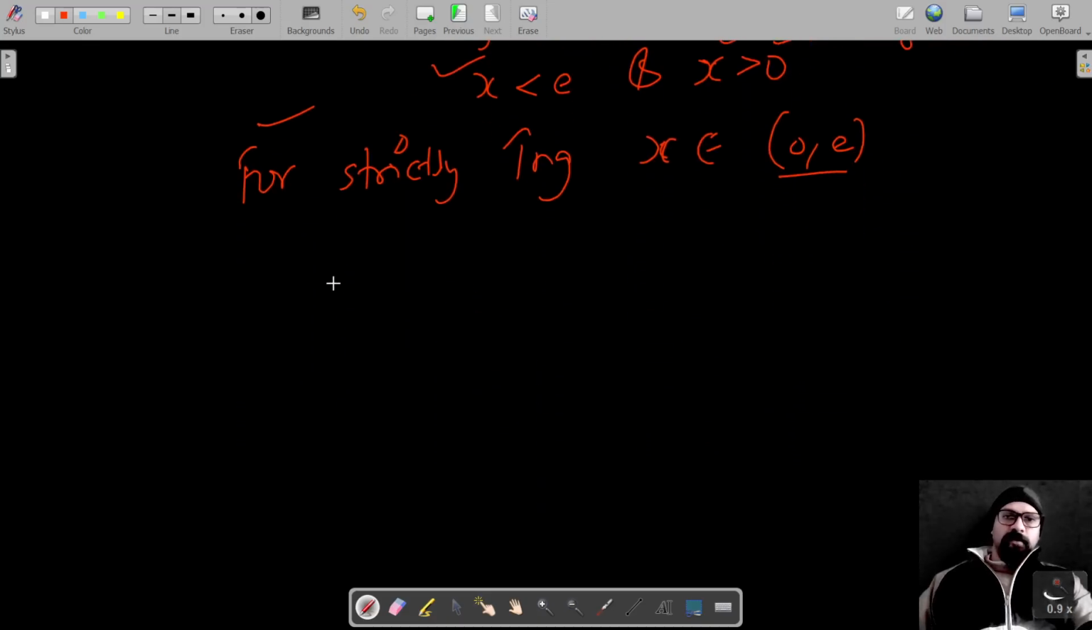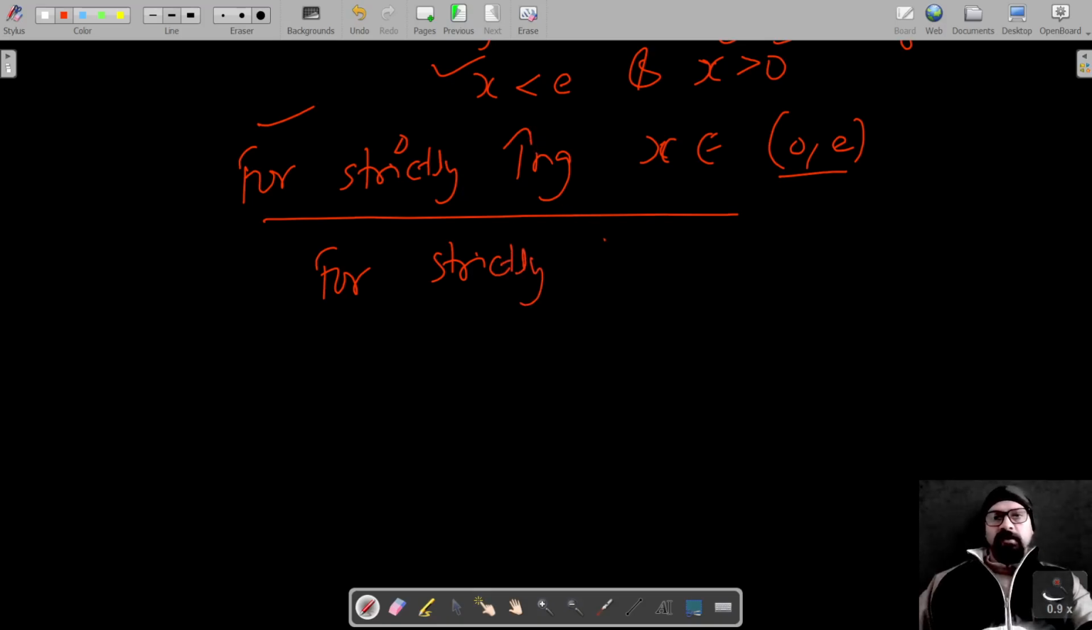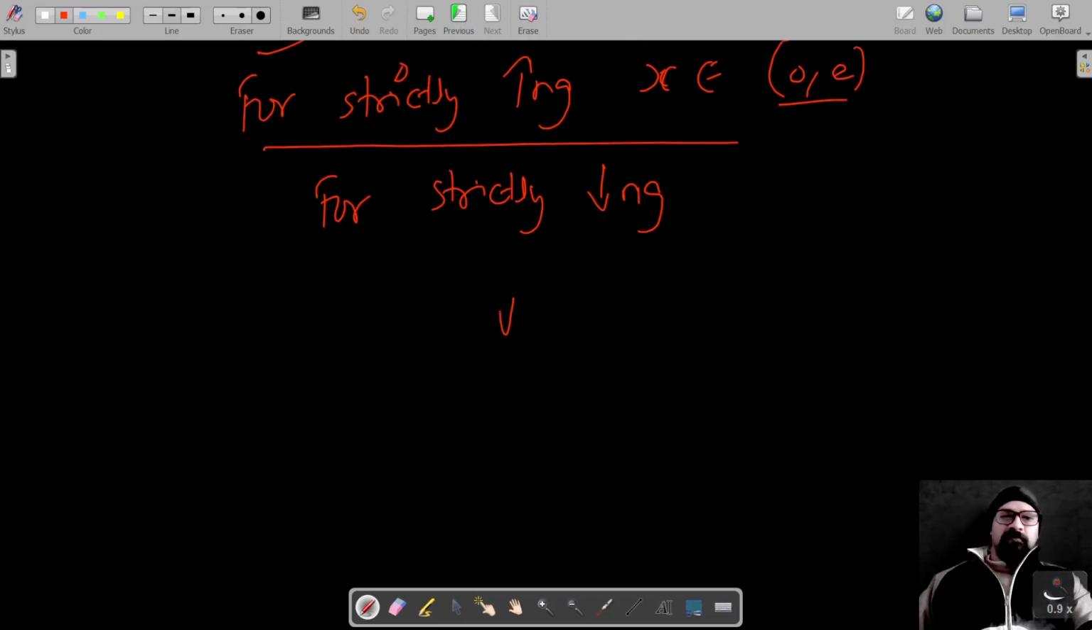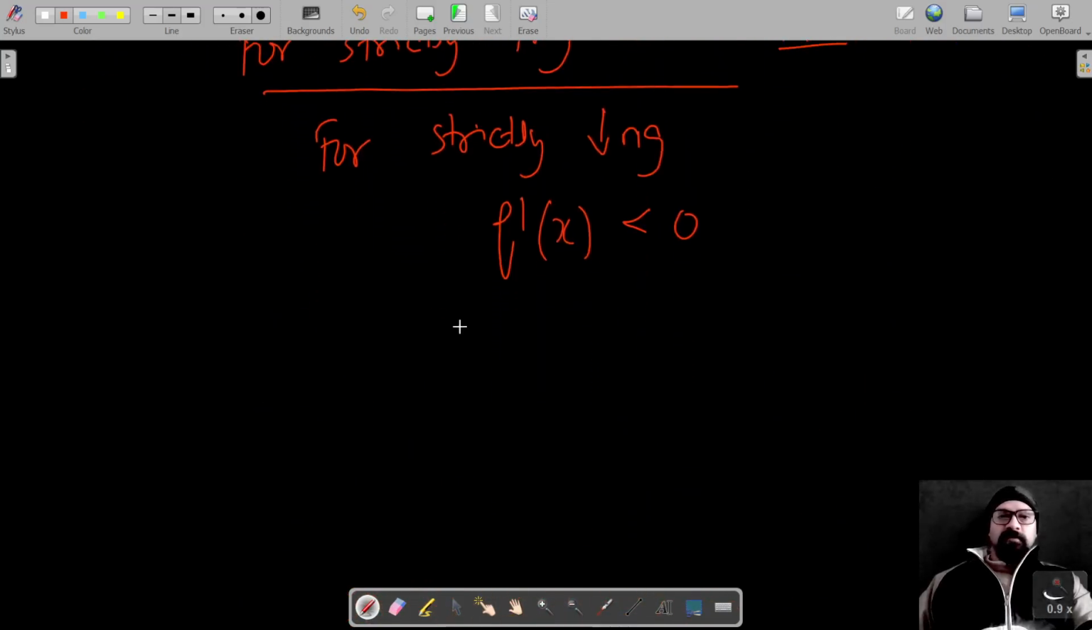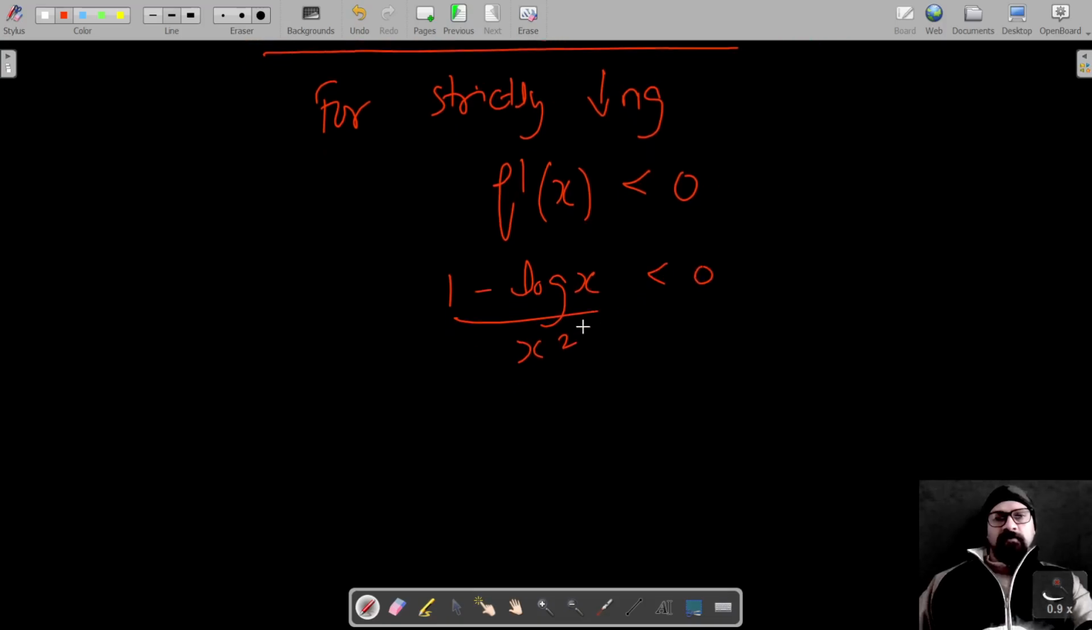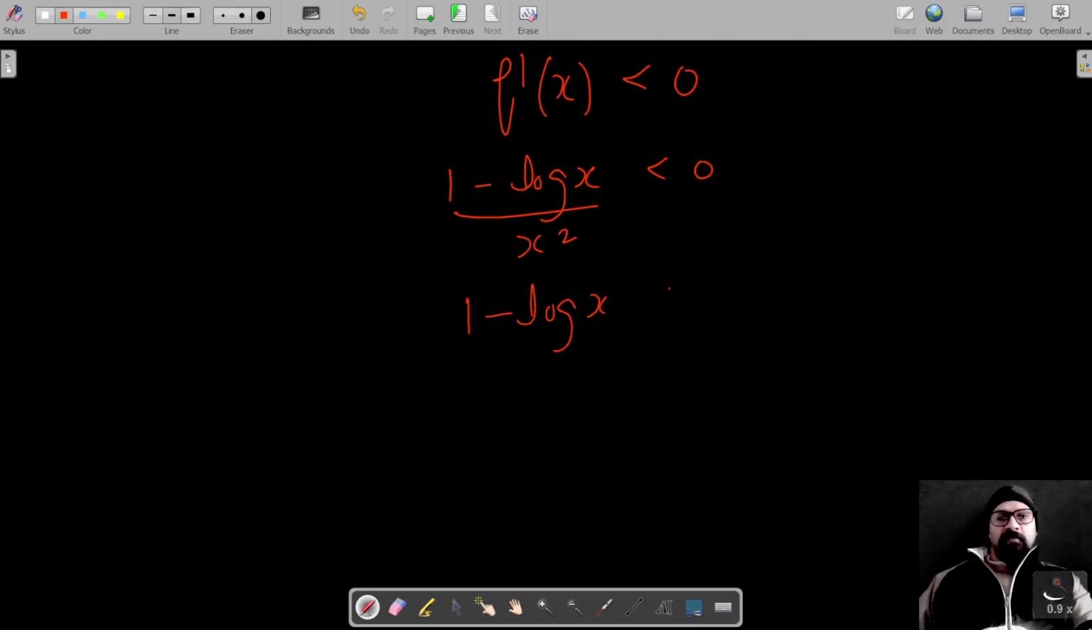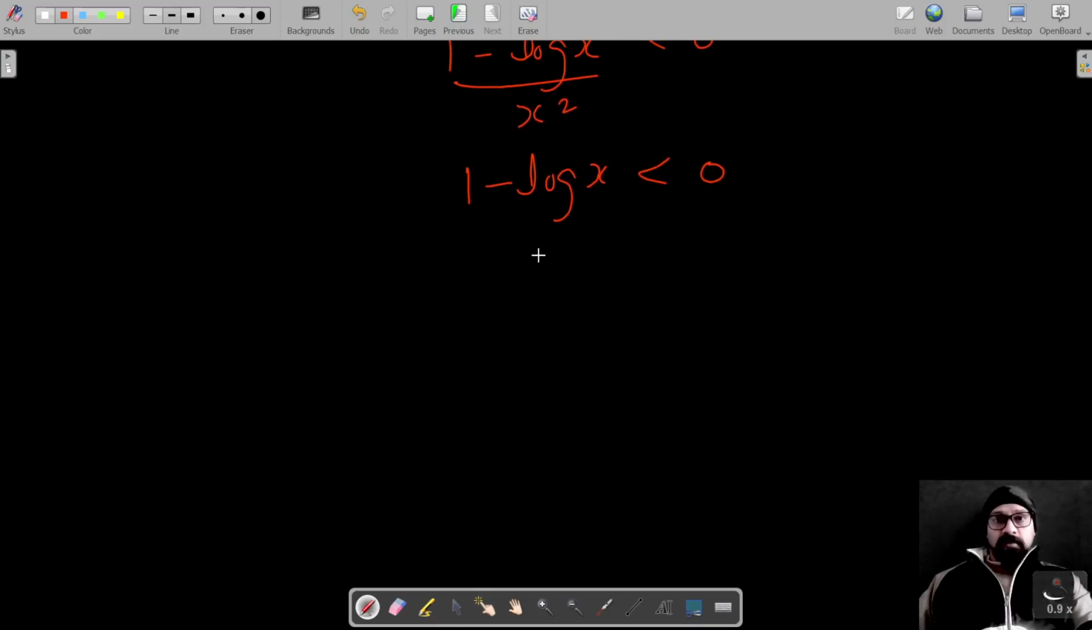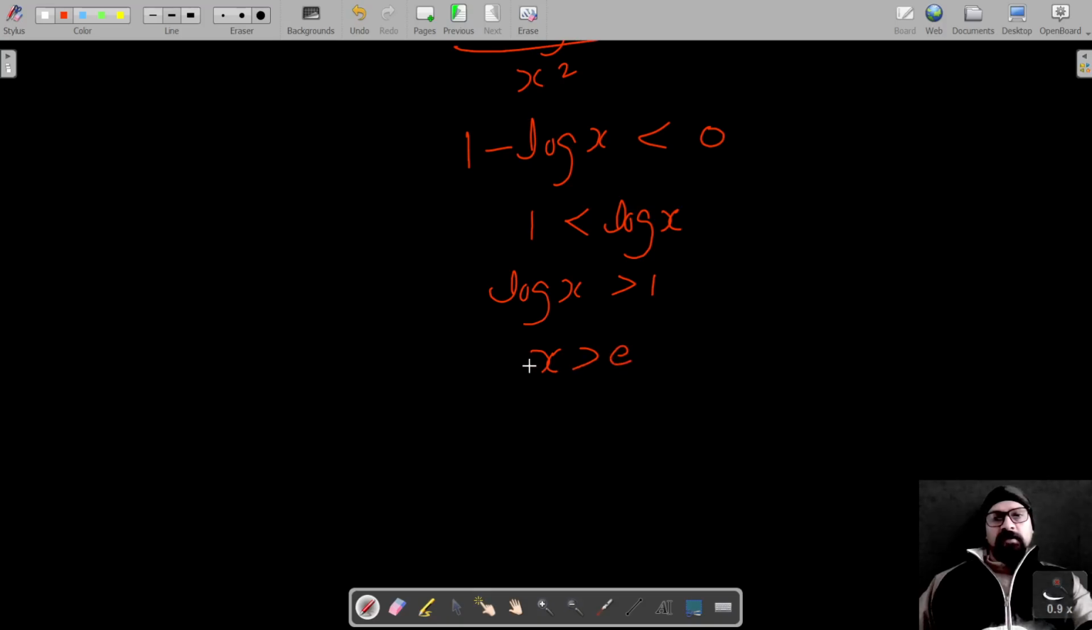Now let's go for strictly decreasing. Let's find out the interval in which this function is strictly decreasing. For strictly decreasing, f dash x should be less than 0. Our first order differentiation is 1 minus log x upon x squared is less than 0, which gives 1 minus log x is less than 0. So 1 is less than log x, or log x is greater than 1. That means x is greater than e.